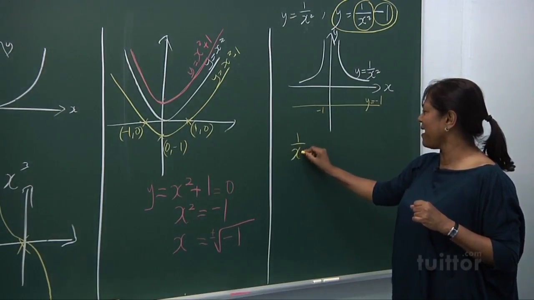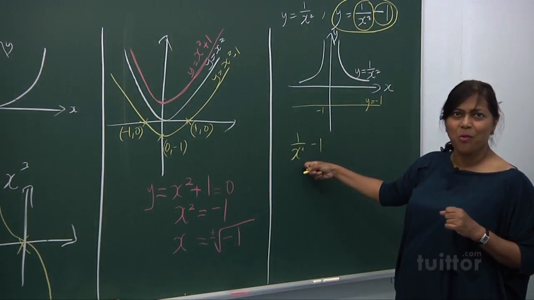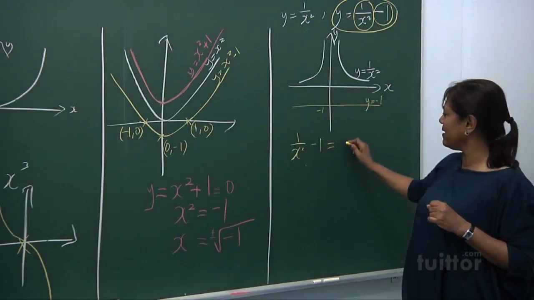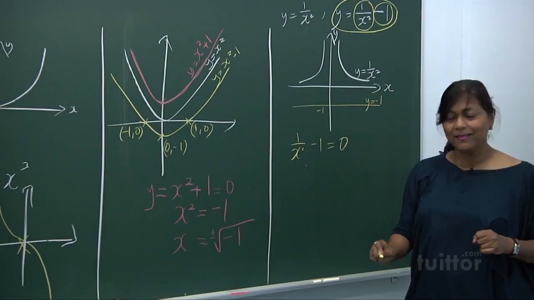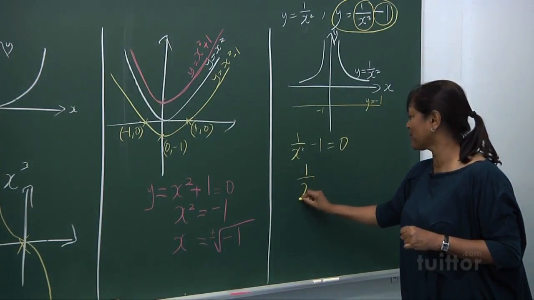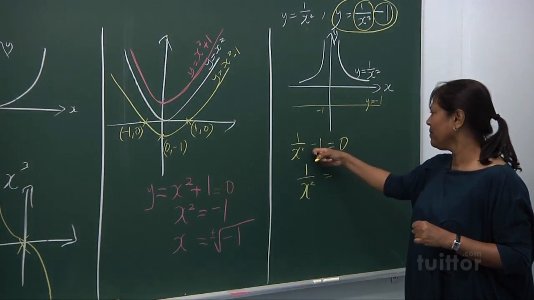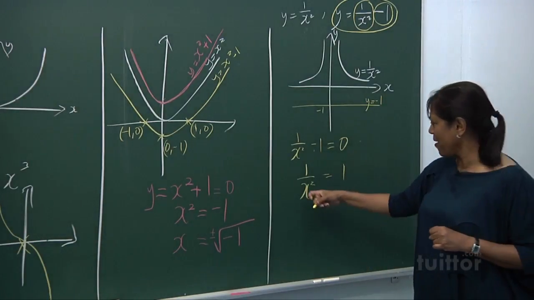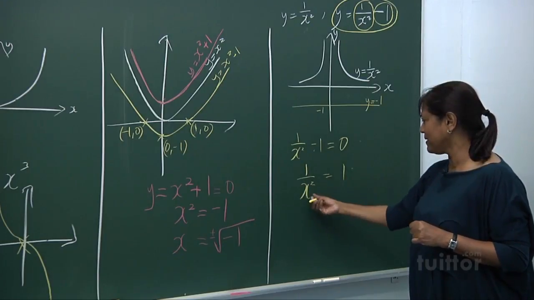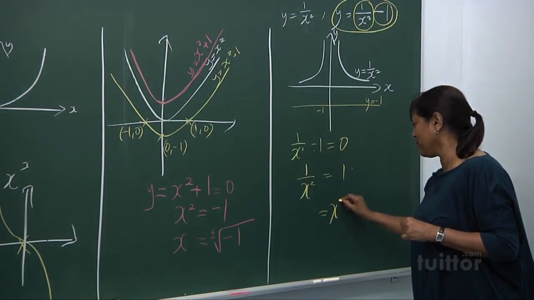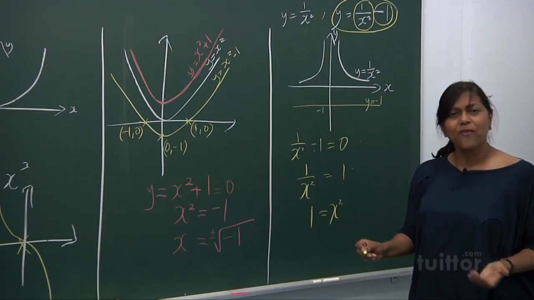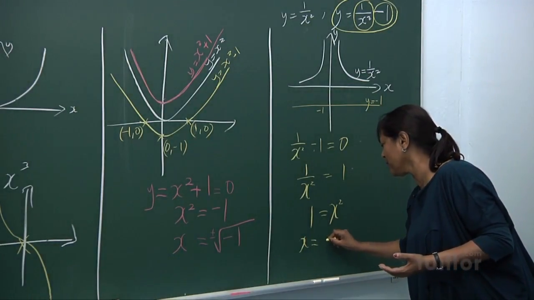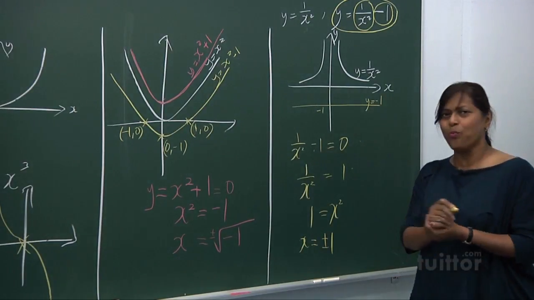1 over x squared minus 1 is your y. At the x-axis, when it crosses, y is 0. Right? So you can see that 1 over x squared is equal to 1, bringing the minus 1 over. Bring your x squared over, divide, and you get x squared equal to 1. Find the square root of it, so you can see that your x is equal to plus or minus 1.